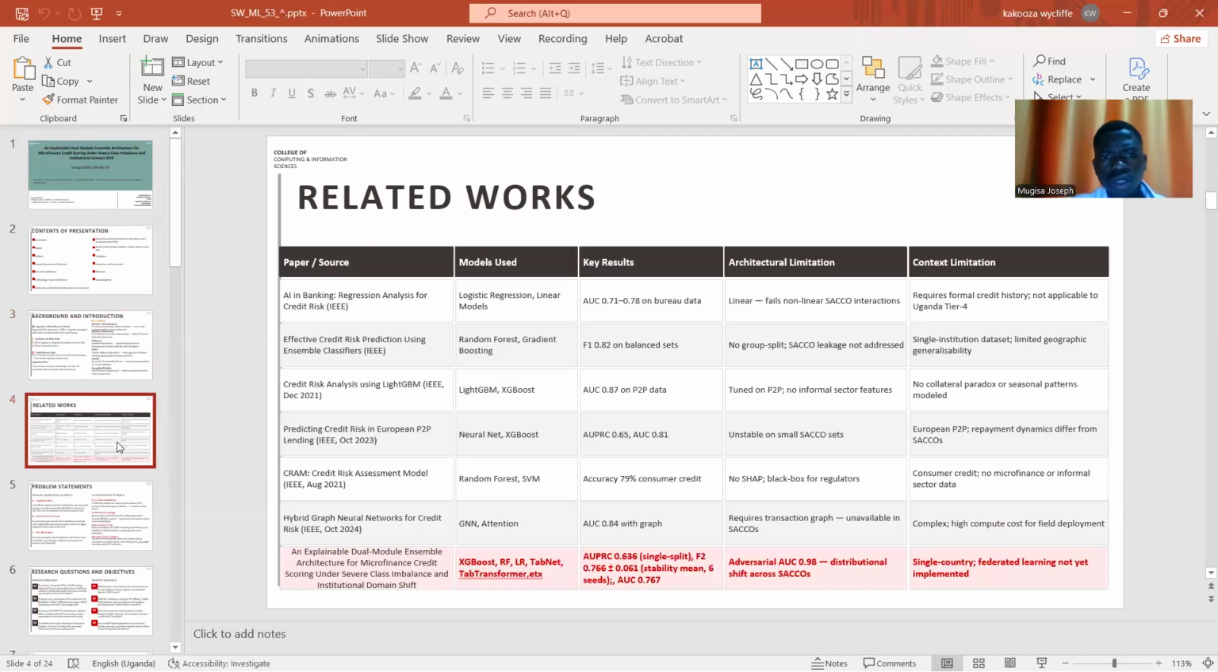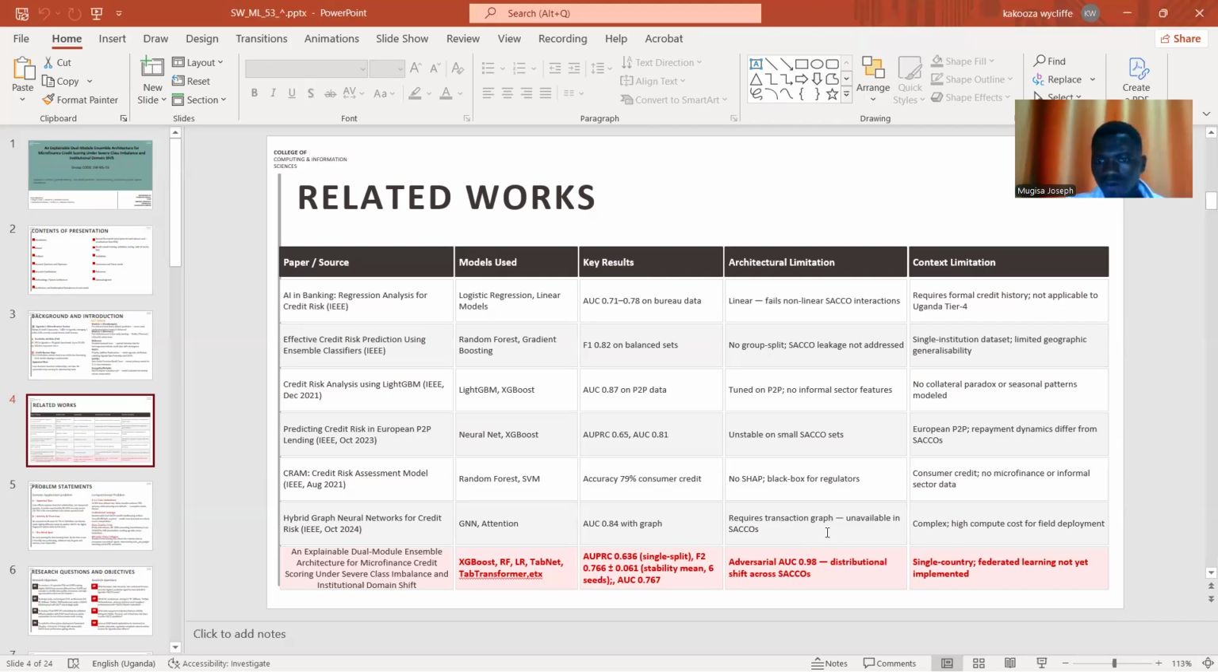Then we have various works that have been done in this area. The first one is logistic regression, which requires formal credit history that is not available in Ugandan circles. The second one does not carry out group shuffle splits, therefore there is leakage and it does not generalize well. The fourth one is very unstable on small samples in Uganda. And the fifth one has no SHAP explainability, which our regulations require. Most of those challenges, we handle in our project through the group shuffle split.